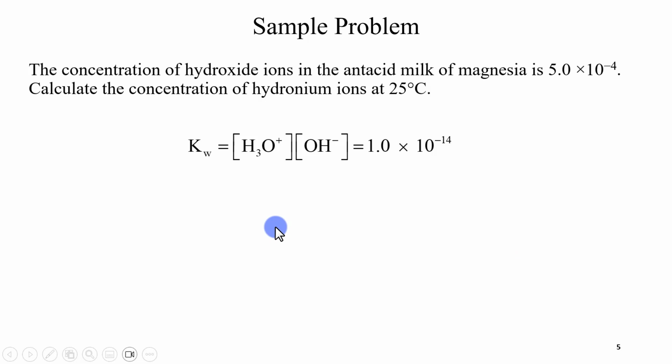Now you try your hand at this problem. Here you have the concentration of hydroxide ions, and you're asked to find the hydronium ions. The concentration of hydroxide ions in the antacid milk of magnesia is 5 times 10 to the minus 4 molar. Calculate the concentration of the hydronium ions at 25 degrees. We know that the product of these concentrations is equal to 1 times 10 to the minus 14, and we also know the OH minus concentration, so solve for H3O plus.